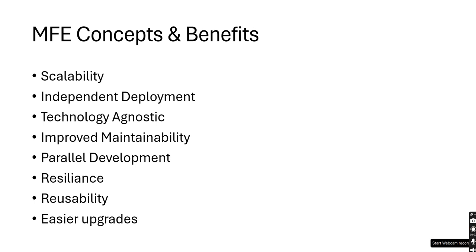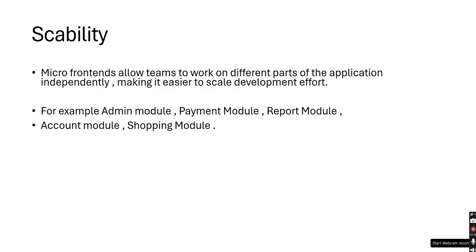So when we choose any new design, obviously scalability, independent deployment, technology, maintainability, reusability, resilience, everything comes into the picture. Let's see one by one. Scalability: when you scale your applications, you make sure that they perform well in the production environment.